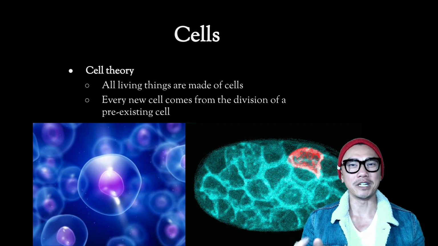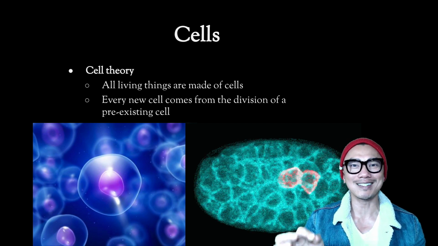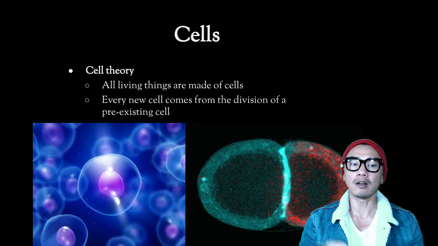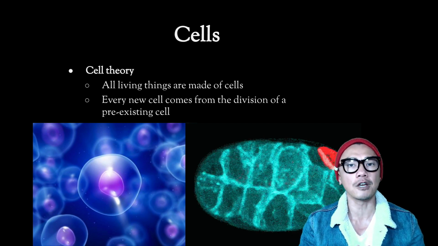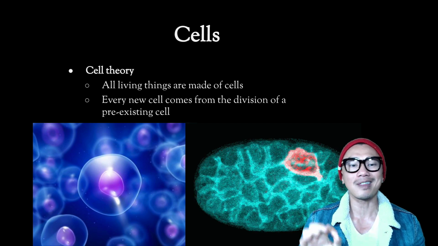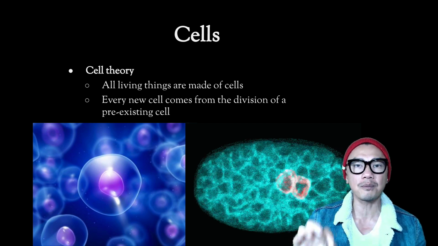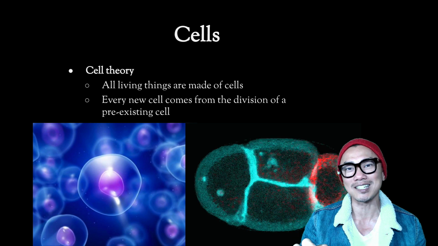The cell theory describes how we understand cells. It states that all living things, also called organisms, are made of cells. It also states that every new cell comes from the division of a pre-existing cell.